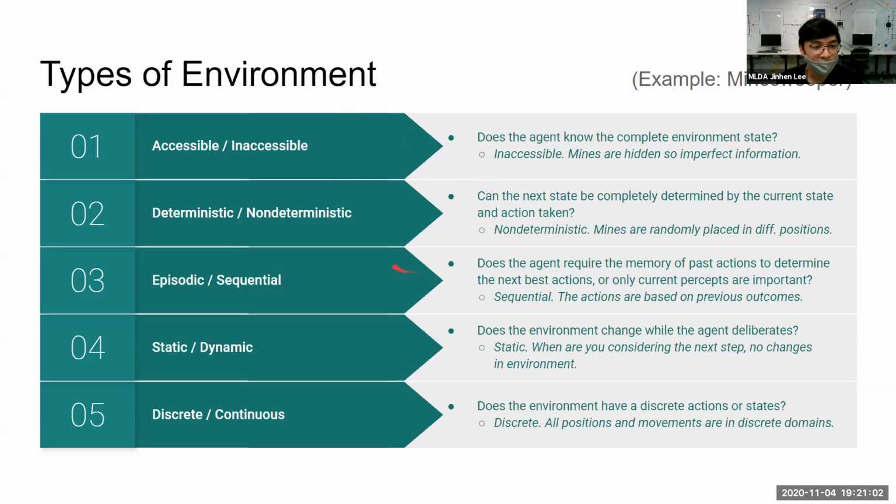Okay, so third one, we have to look at whether the environment is episodic or sequential. So does the agent require the memory of past actions to determine the next best actions, or only current percepts are important? Current percepts means current sensor information. So for Minesweeper, it is sequential because let's say if I open up a place that doesn't have any mine, it will give me some numbers. So then this environment has changed already based on my past actions. That's why it's sequential. And most environments are actually sequential.